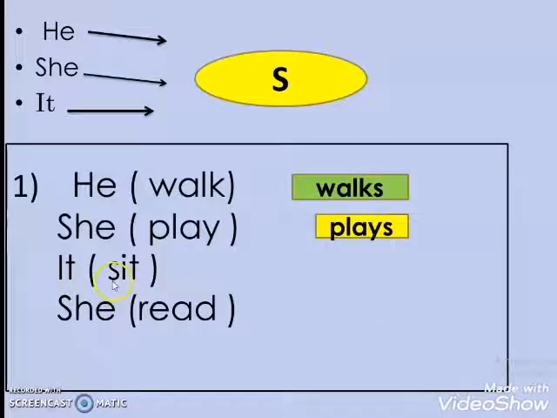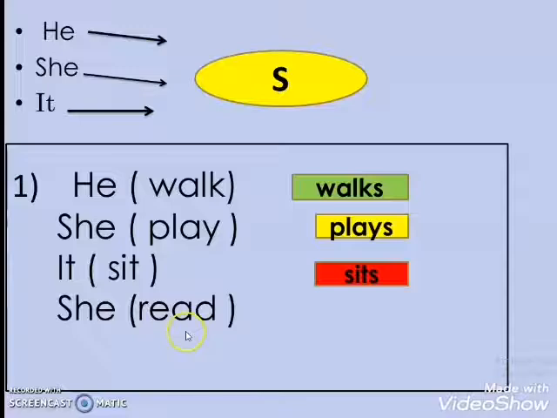It sit. It sit. It is for an animal. It sits. I should add the letter S for the action verb sit. Why? Because I have it before the action verb sit. It is for an animal and it tells me there is one animal. It sits. So I add the letter S for the action verb.